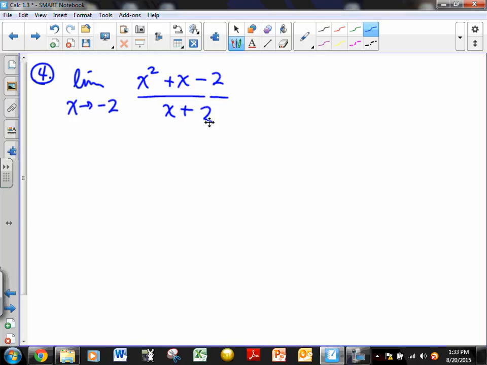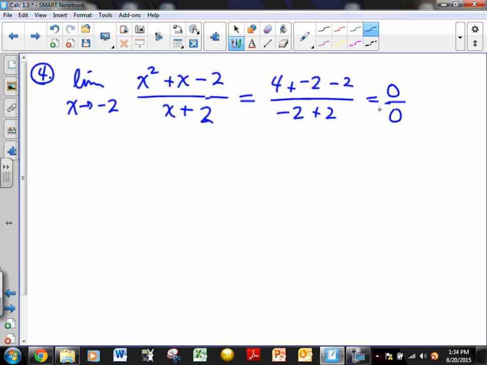Okay, pause that. Try that one, see what you get. Okay, if you do direct substitution here, if I plug in -2, -2 squared is going to give me a positive 4, plus a -2 minus 2 over -2 plus 2. Well, that gives me 0 over 0. Newsflash, 0 over 0, that's undefined. That is not equal 1. Okay? If I get 0 over 0, that's bad.